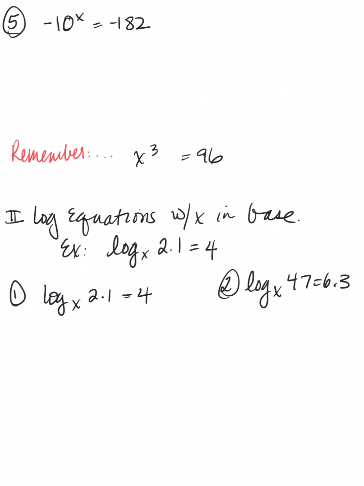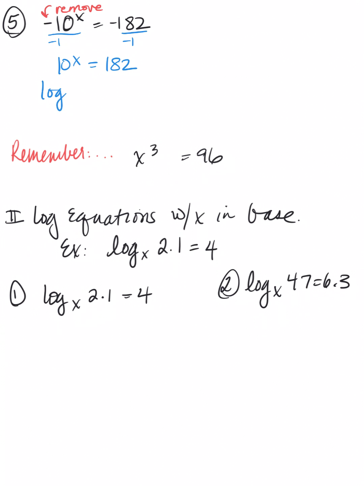This one is -10 to the x power equals -182. Now, we don't want that negative there. We want to remove that, okay? How can we remove that? Well, let's just divide both sides by -1, and that takes care of business. So I'll have 10 to the x equals 182. Everything's positive now. Now we just take the logarithm at base 10.